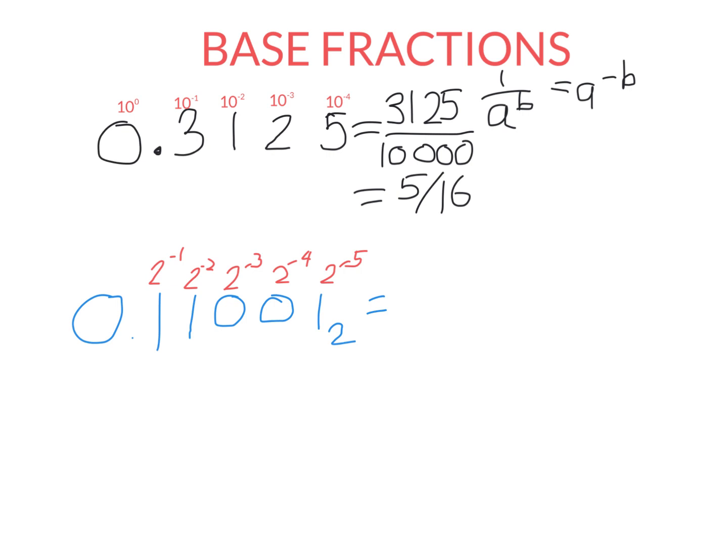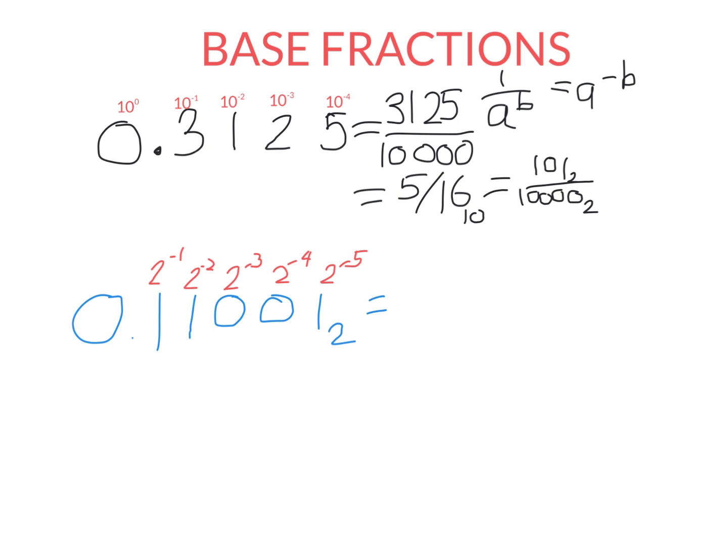Well, of course, the number 5 in binary is just going to have a 1 in the ones column, no 2's, and a 4. So that's 5 in binary. And 16 in binary has no 1's, no 2's, no 4's, no 8's, and a 16. So this is a fraction in binary. 5 over 16 base 10 is this in binary.